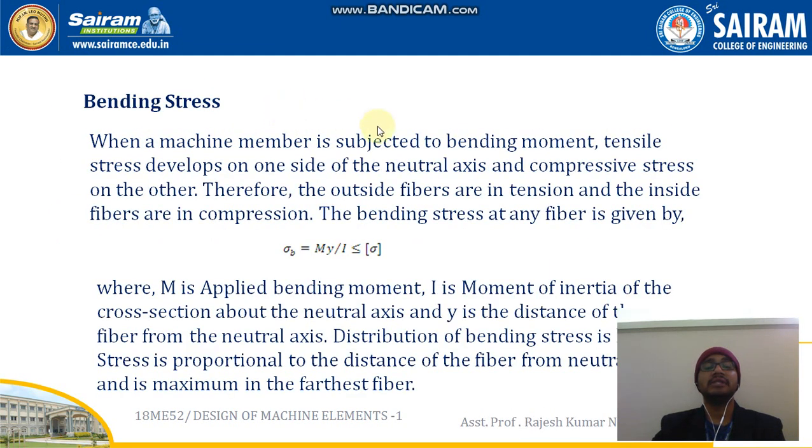Next is bending stress. When a machine member is subjected to a bending moment, the tensile stress develops on one side of the neutral axis and the compressive stress on the other side. Therefore, the outside fibers are in tension and the inside fibers are in compression. The bending stress at any fiber is given by sigma B, indicating bending stress, which is equal to M into y divided by I, again less than or equal to the allowable stress. Here M is the applied bending moment, I is the moment of inertia of the cross section about the neutral axis, and y is the distance of the fiber from the neutral axis.